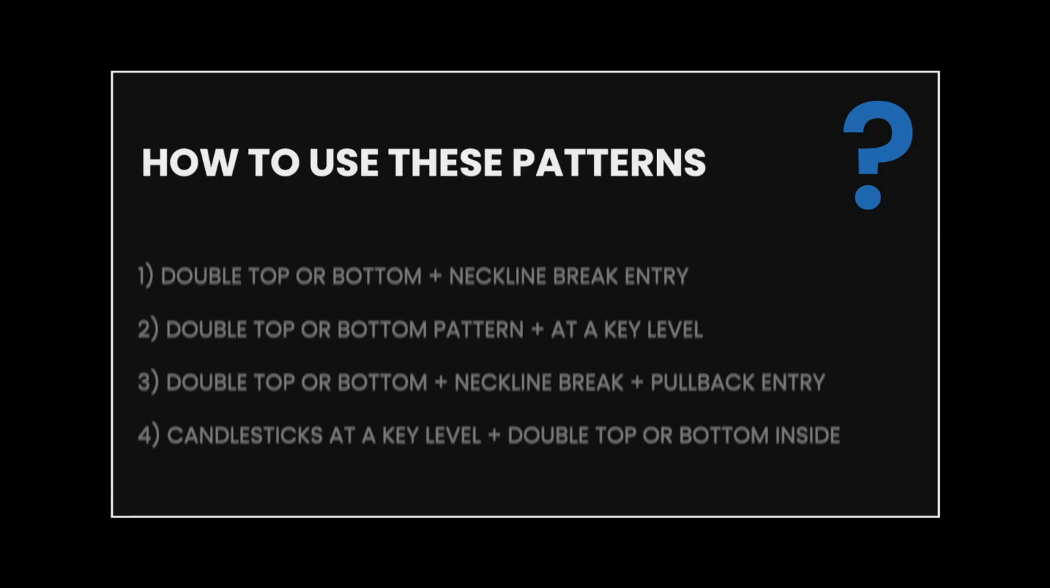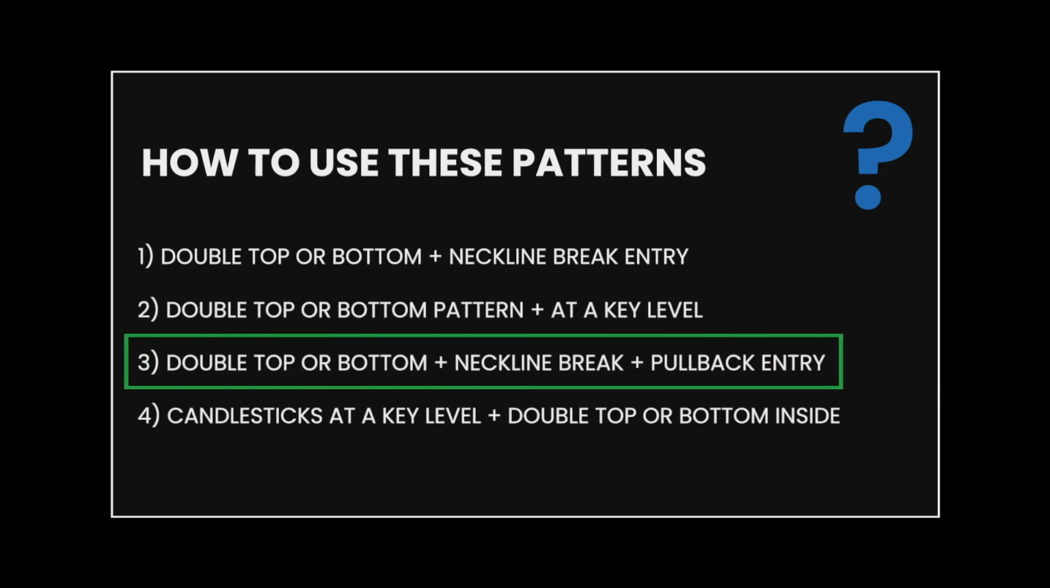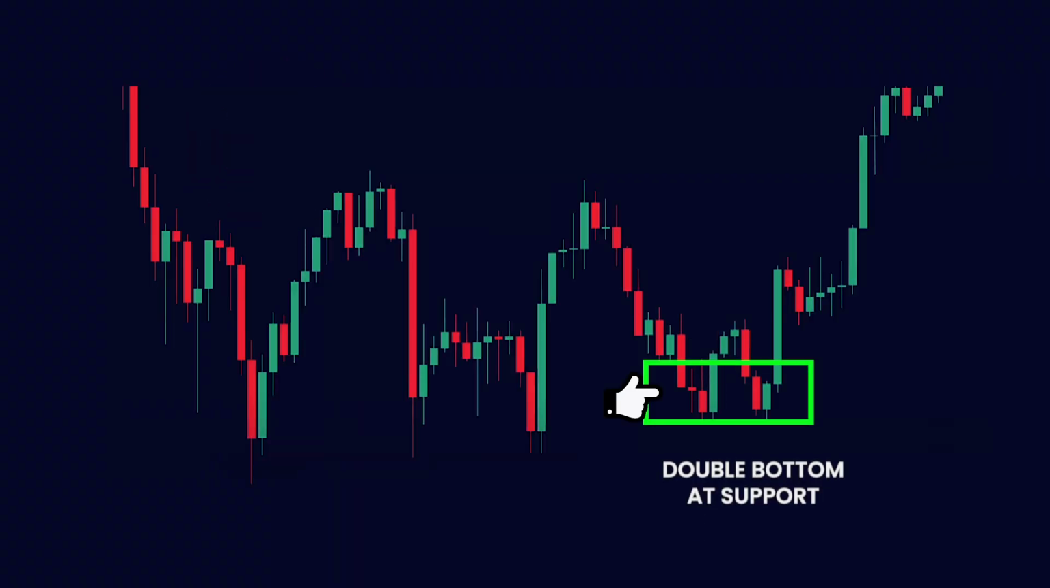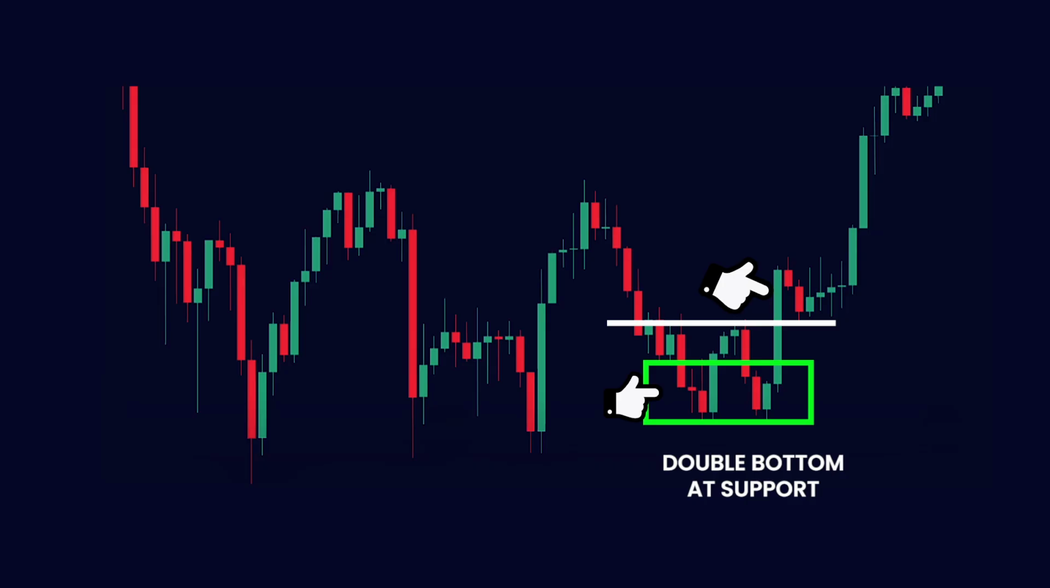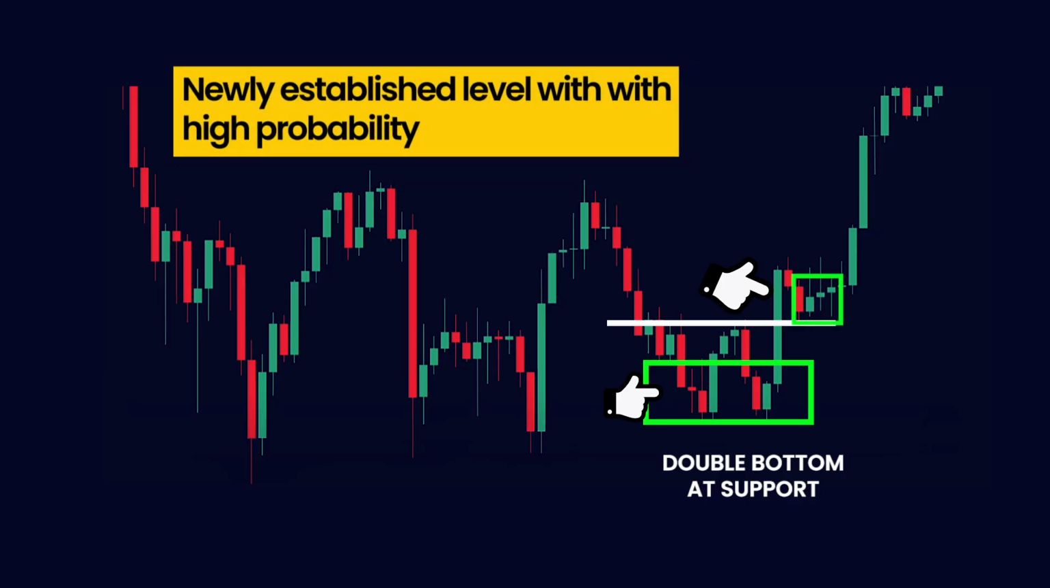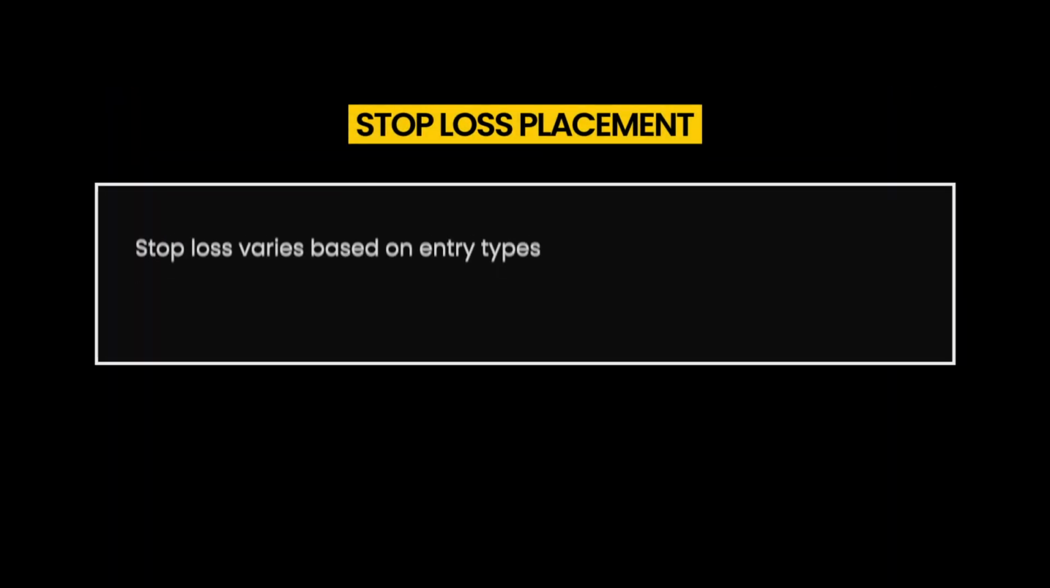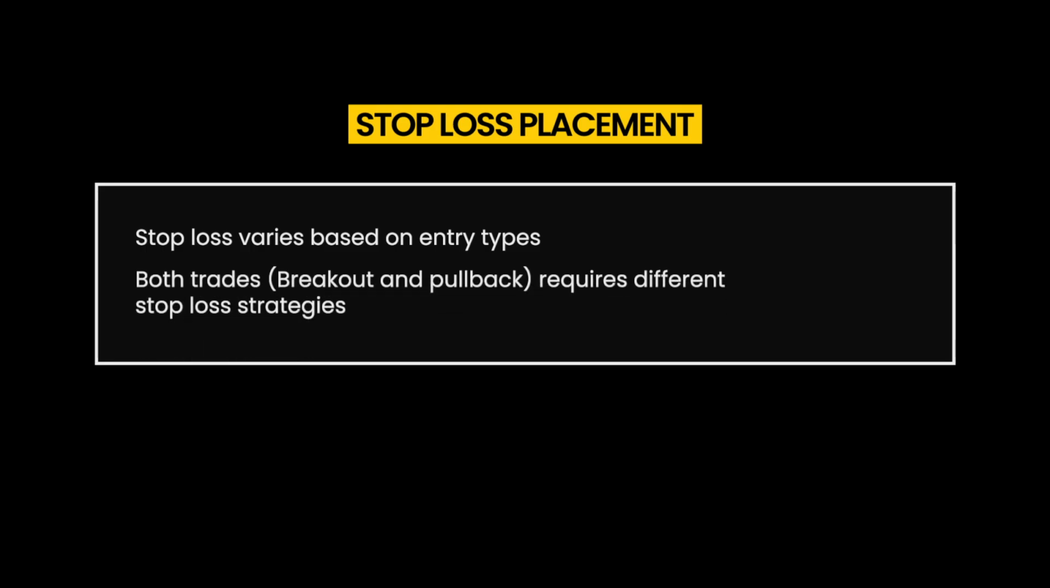Now, let's explore the third approach. Instead of entering on the breakout, waiting for a pullback entry. Returning to the Ethereum example, we see a double bottom with a neckline break. Instead of entering right away, traders could wait for a retest of the new support. This level had been established previously, making it a high probability entry. One crucial aspect is stop loss placement, which varies based on entry type. A breakout trade requires a different stop loss strategy than a pullback trade.